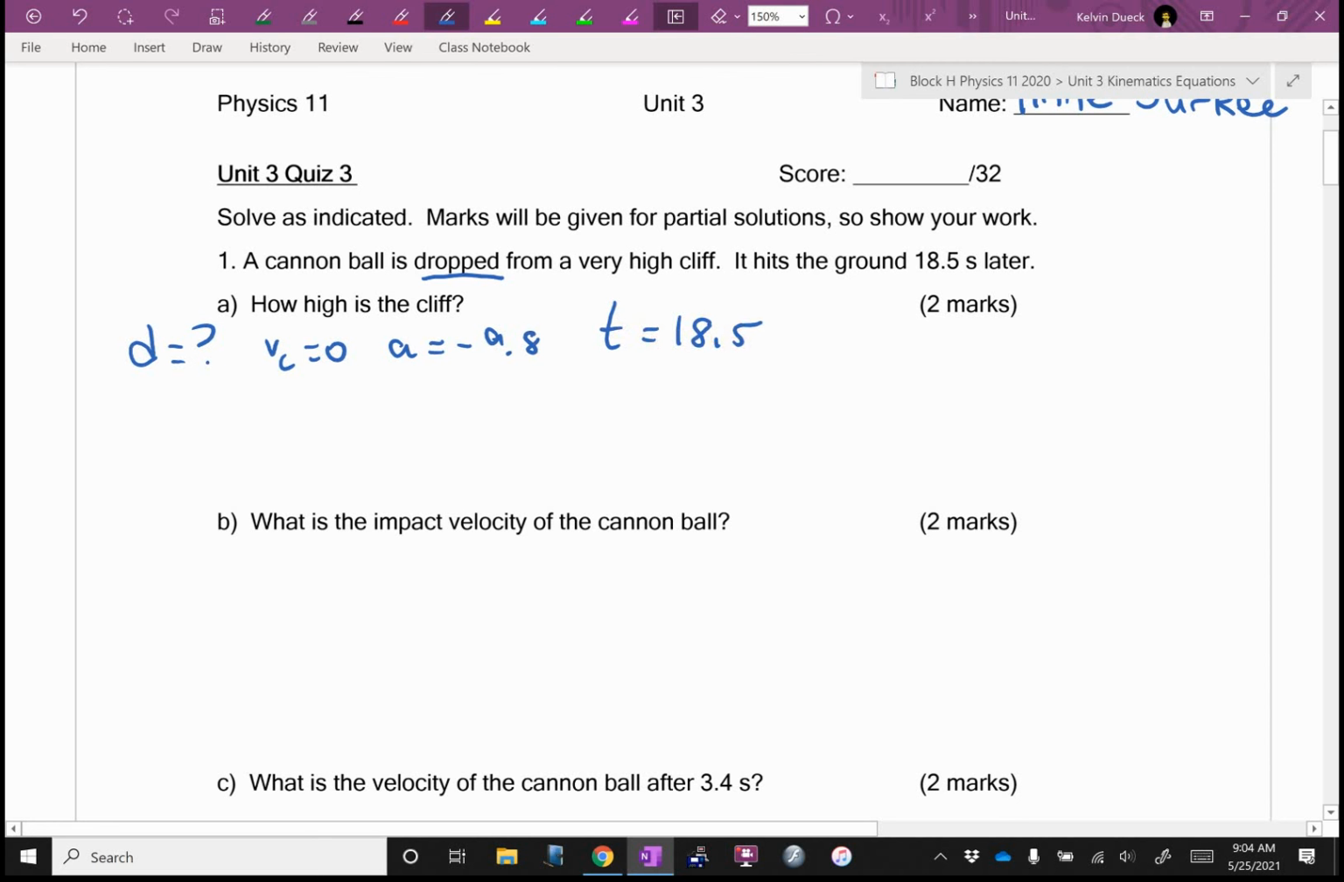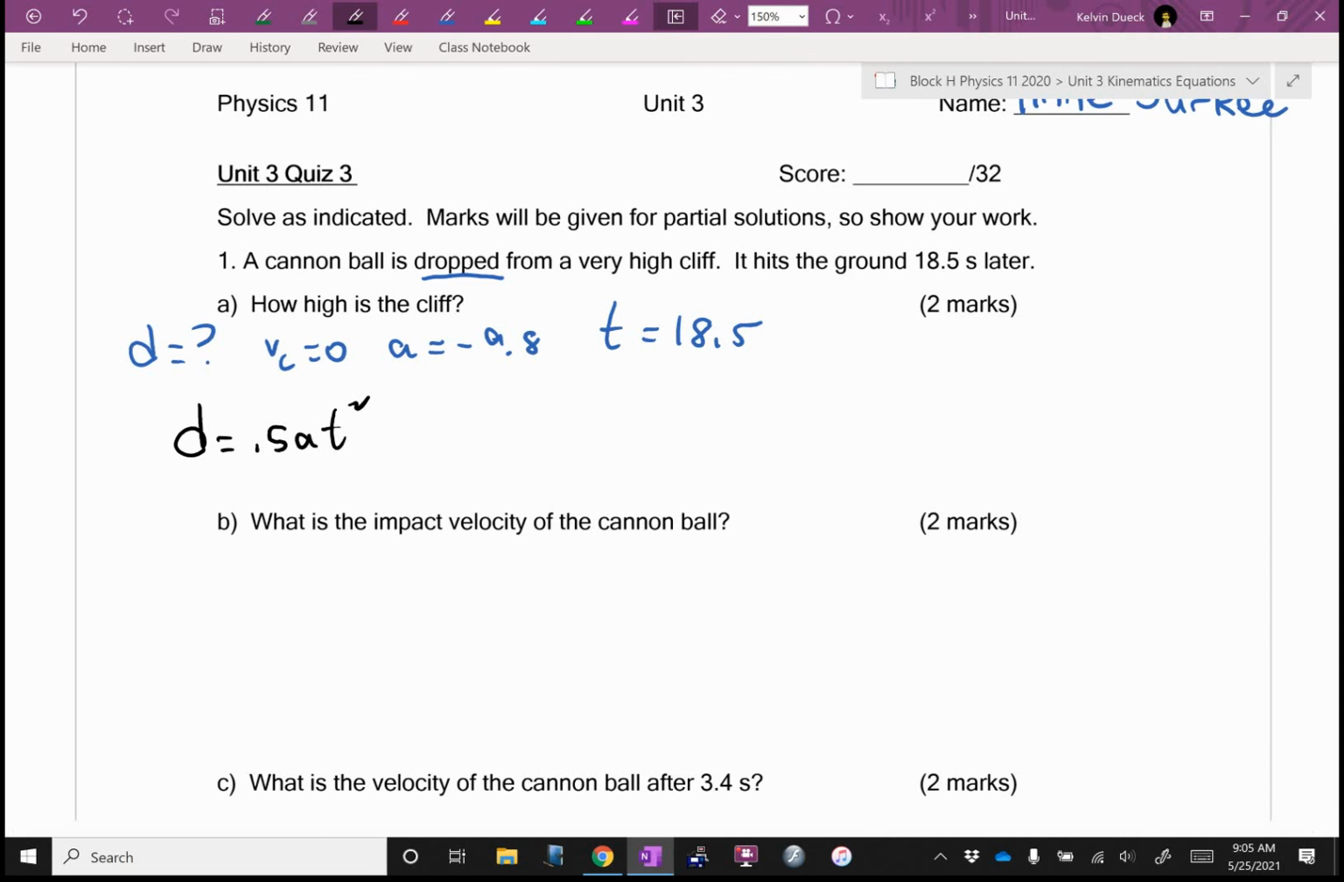Which equation? Liz, which equation? Yeah, I didn't bother writing the VIT either. I said it's going to be 0.5 AT squared, or a half AT squared, or AT squared over 2. Those are all the same equation.